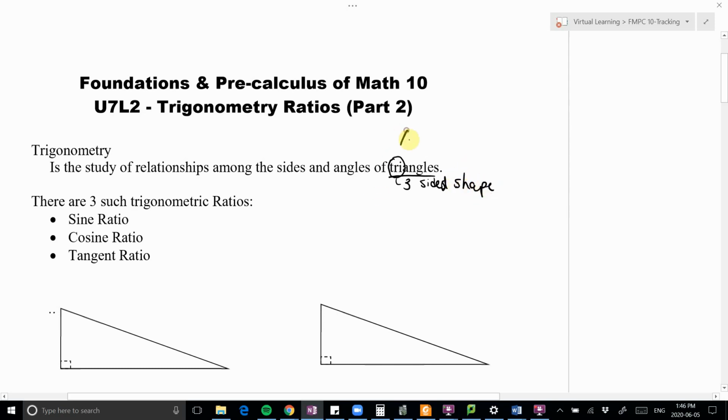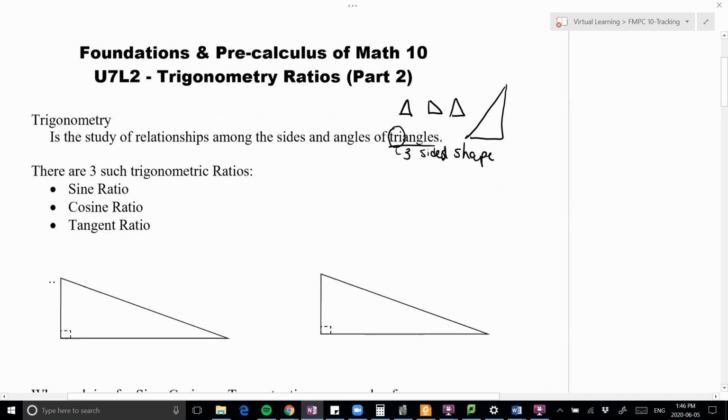Right, so that could be like this, it could be like this, it could be like this. These are all triangles, right? Like, ooh, really long triangles. The point is 3 sides, 3 angles. And specifically with what we're focusing on here in grade 10, we're looking at right triangle trigonometry. And that's because right angles have some really special relationships. So that's why we kind of start there. And when I say right triangle, I'm talking about a triangle where one of those 3 angles is 90 degrees.